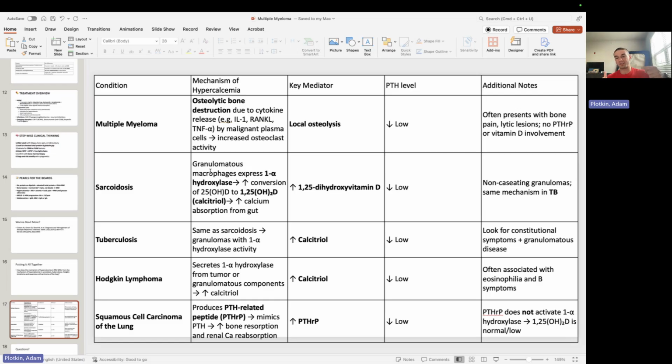So all these plasma cells are increasing the amount of IL-1. We overactivate my osteoclasts and my osteoclasts chew up bone. So we get local osteolysis. Again, the increased calcium feeds back, it shuts down parathyroid hormone production. So PTH is low. This often presents with bone pain, lytic lesions. There's no PTH-RP or vitamin D involvement.